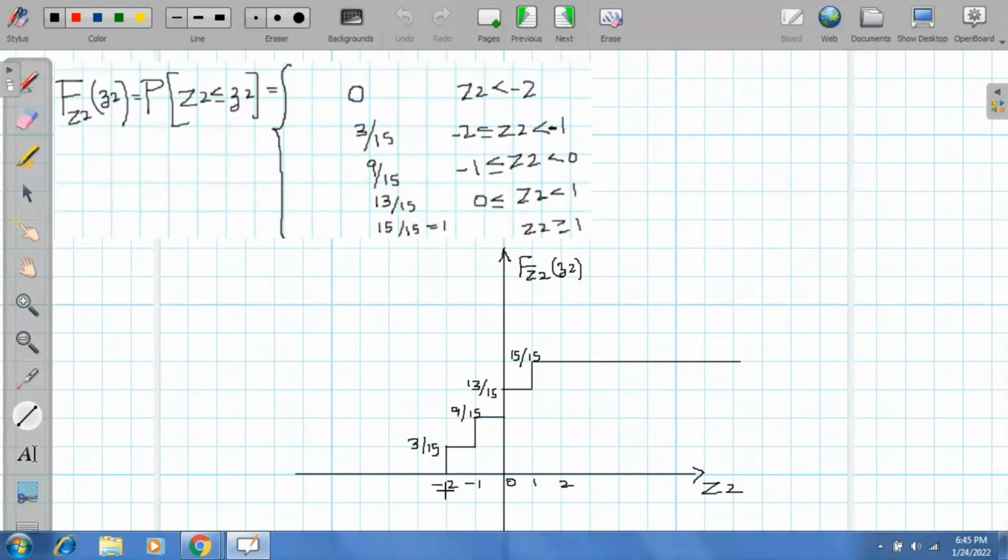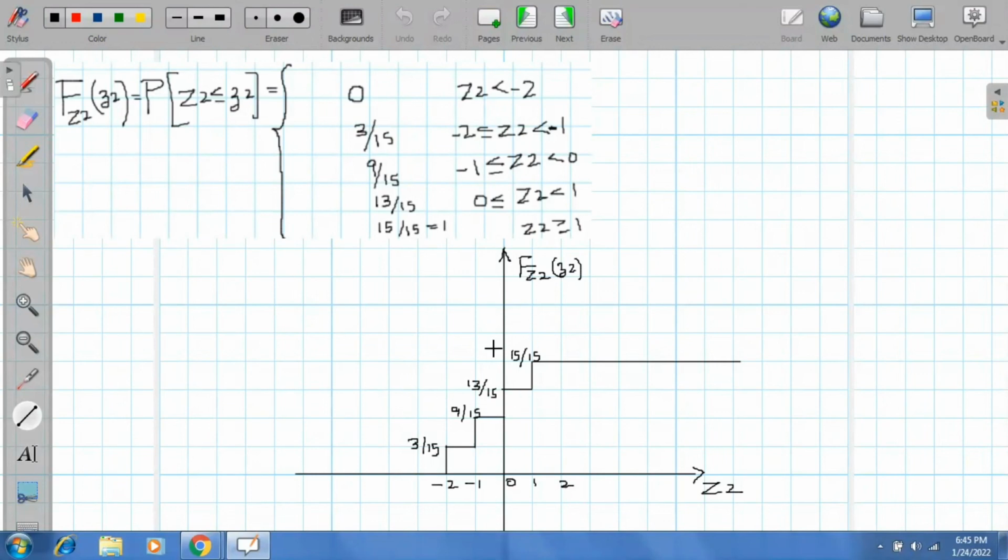For the value of Z2 between -2 and -1, its value is 3 by 15. Similarly, in the range from -1 to 0, its value is 9 by 15. Similarly, we can draw for these two ranges also. So this is the final CDF diagram of Z2, where Z2 is the minimum of x1, x2.